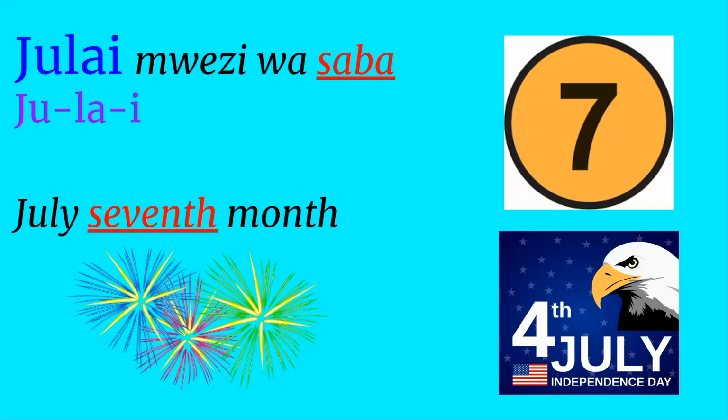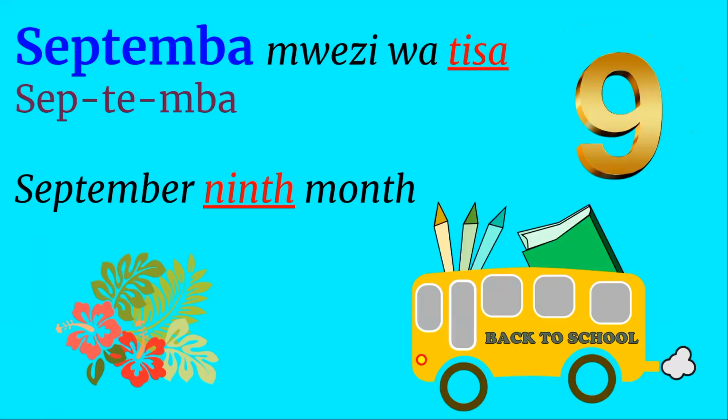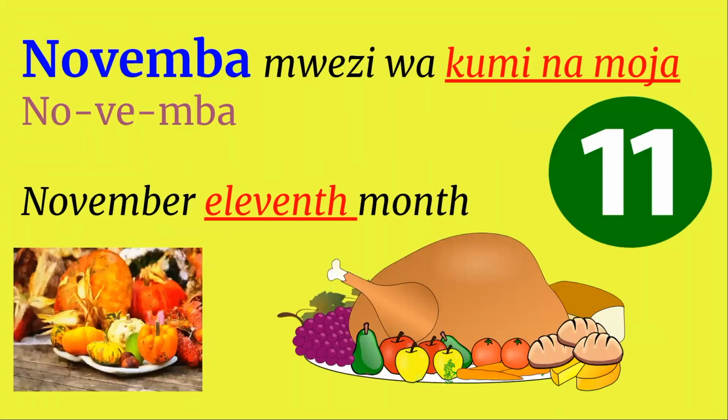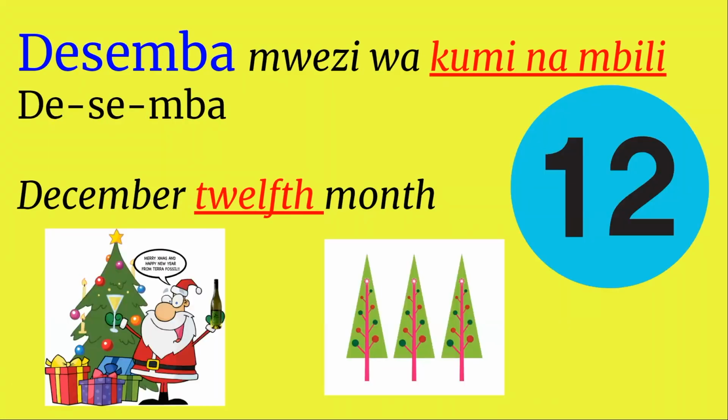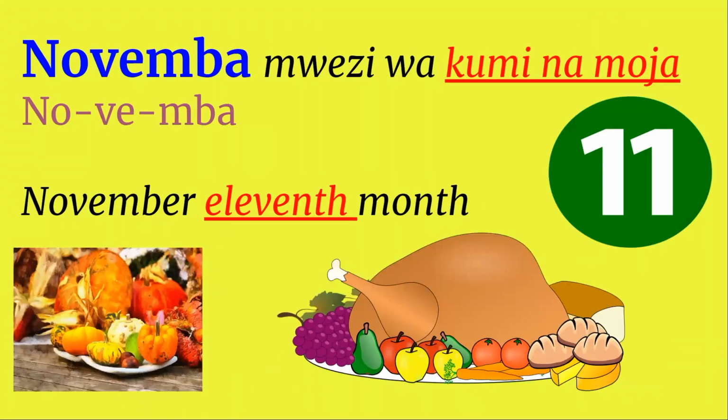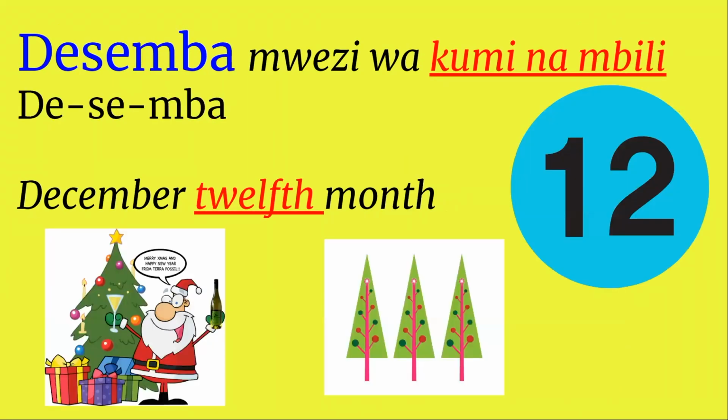Julai, Agosti, Septemba. Oktoba, mwezi wa kumi. Novemba, mwezi wa 11. Desemba, mwezi wa 12. Oktoba, Novemba, Desemba. Miezi 12 ya mwaka. 12 months of the year.